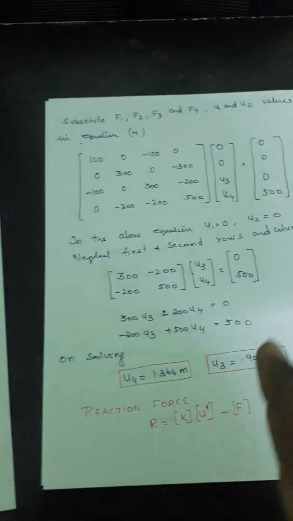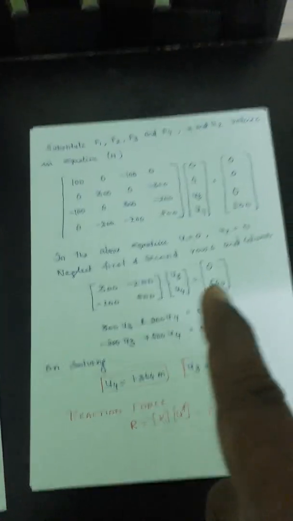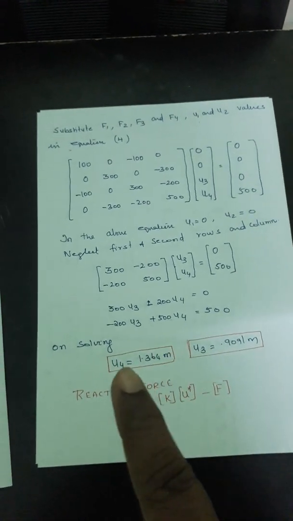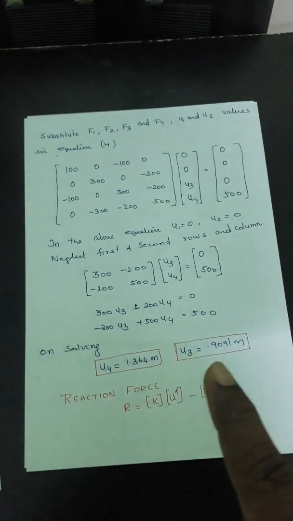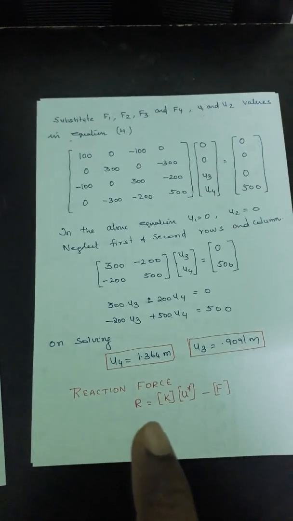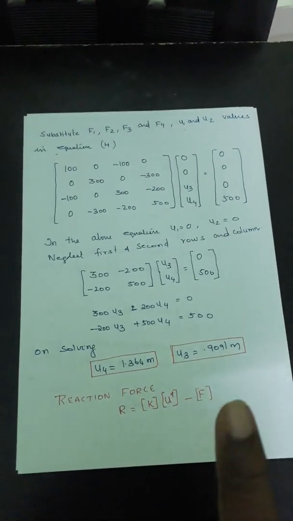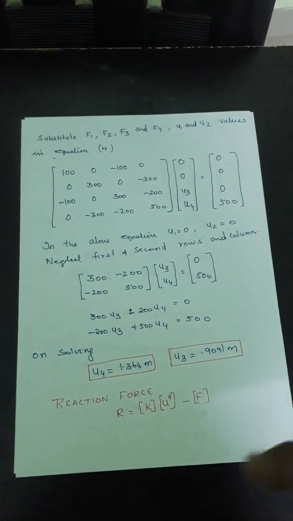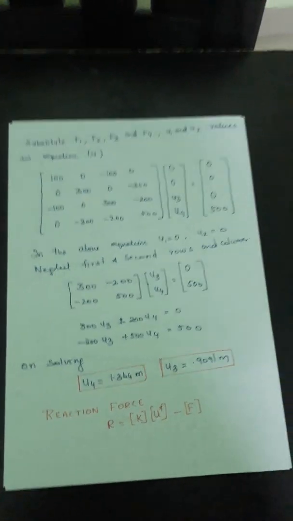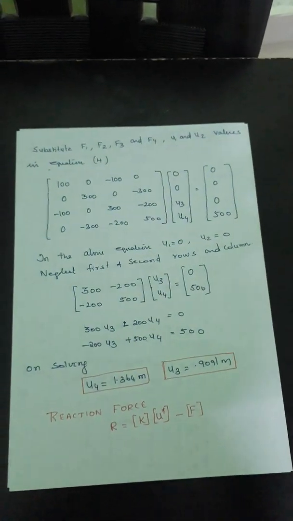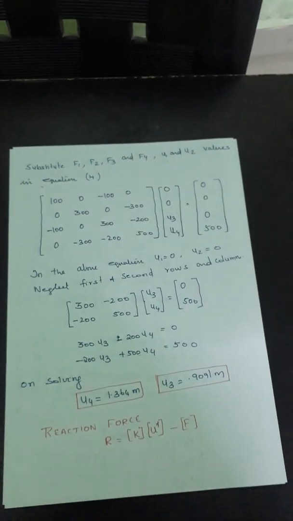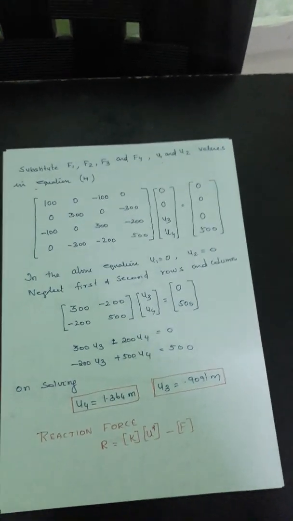On solving, this is an algebraic equation you can solve easily. Adding up, multiplying, simplifying, you will get U4 equal to 1.364, U3 equal to 0.909. Now we are going to find the reaction forces. The reaction force at the extreme ends, in between that it should be 0. The supports are fixed supports. At both supports, there should be a value equivalent to the applied force, so that we understand the system is in equilibrium.